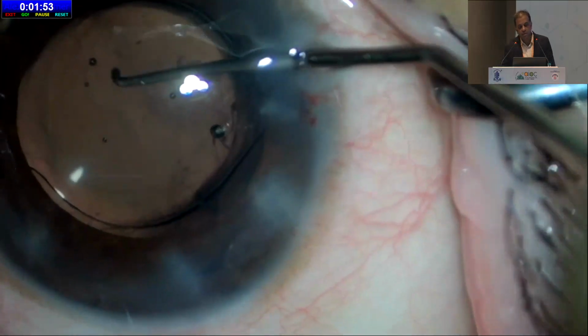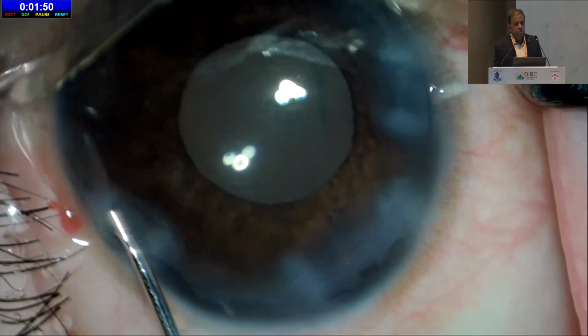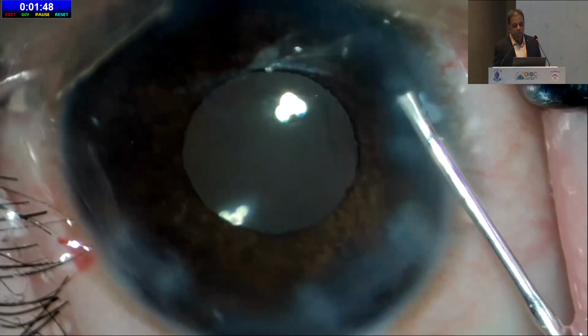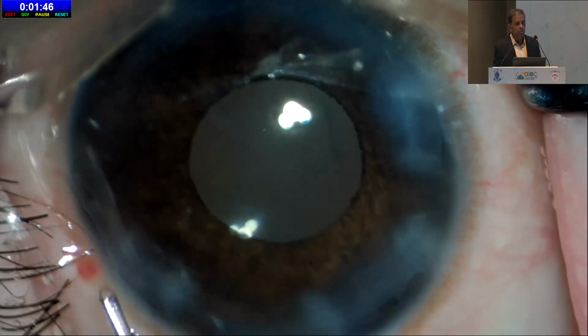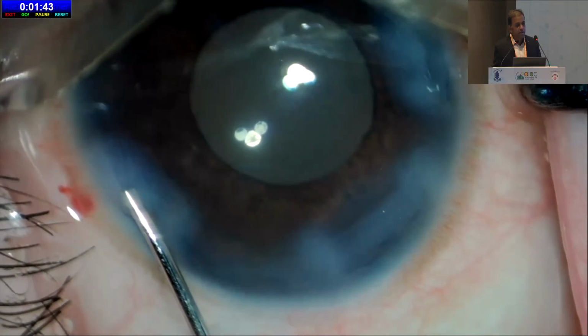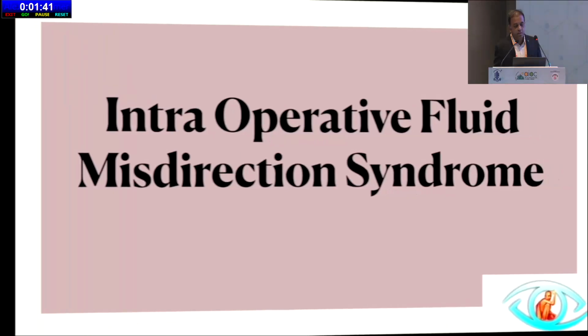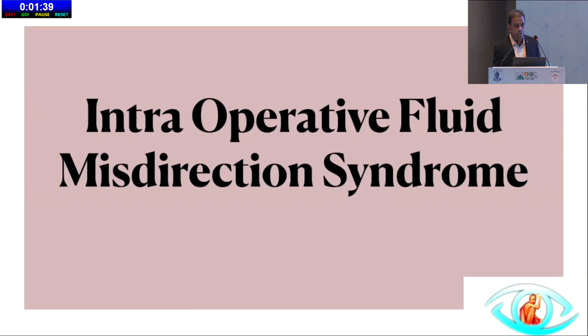These kinds of cases generally happen when there are weak zonules or a short axial length, or while operating machines like Alcon, where the intraoperative IOP can be set. When we set a high IOP, there is a chance of intraoperative fluid misdirection syndrome.